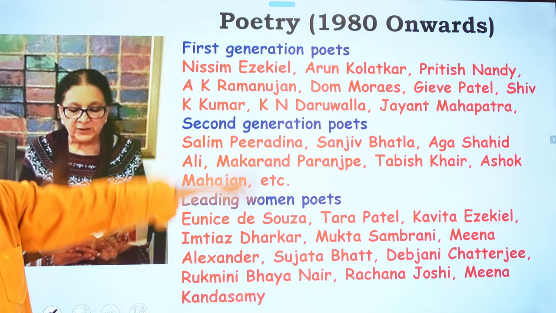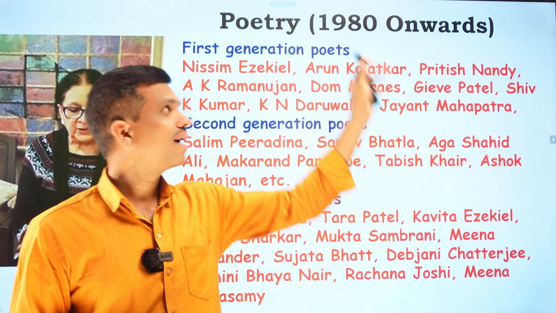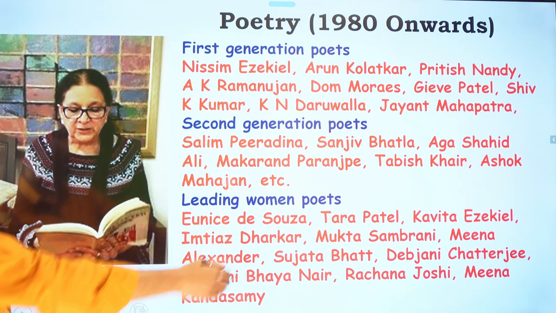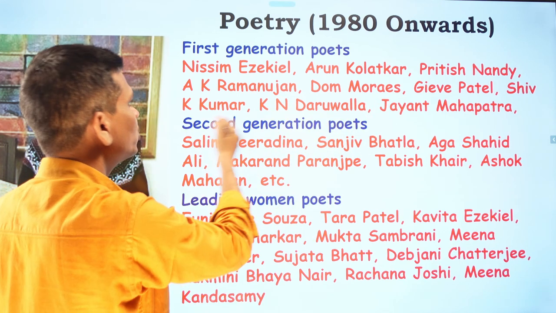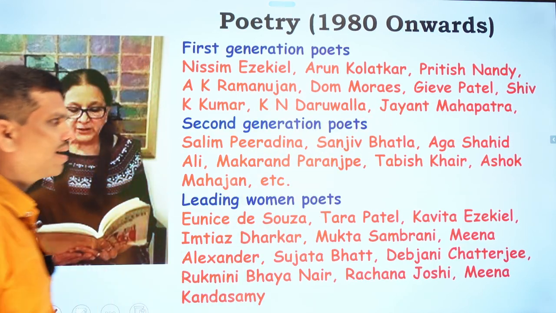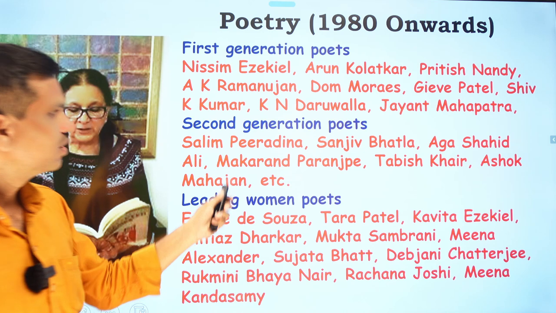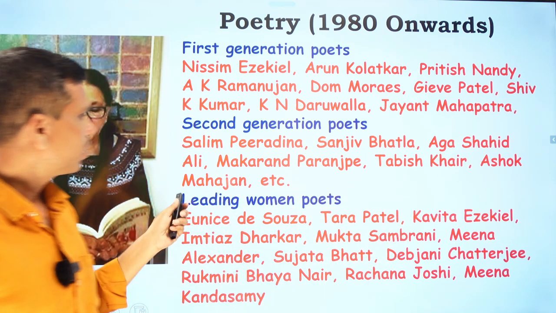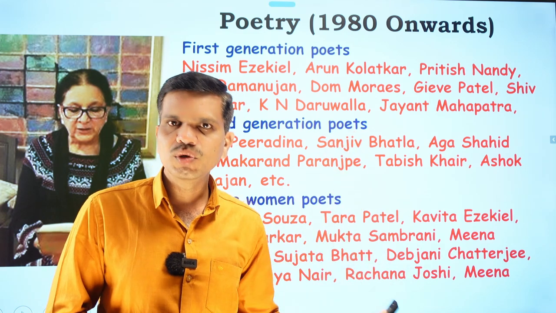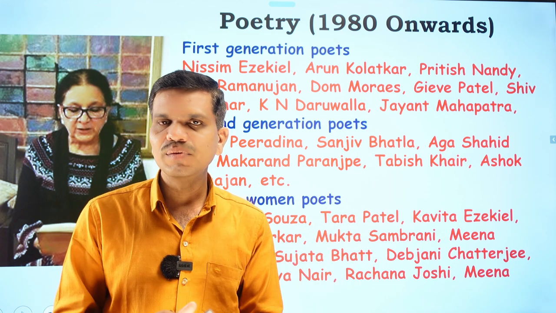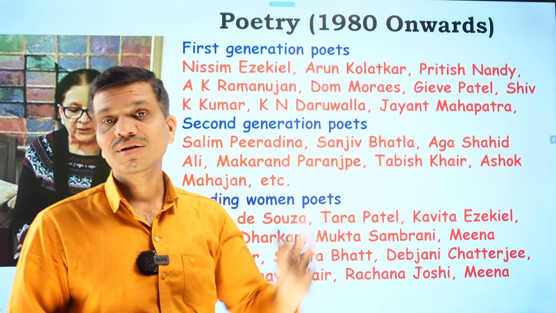Now let's talk about poetry. In this period, most of the post-independence poets continued from the 1980s onwards, and we have first generation poets like Nissim Ezekiel, Arun Kolatkar, Pritish Nandy, A.K. Ramanujan, Dom Moraes, Jeet Thayil, Shiv K. Kumar, K.N. Daruwalla, Jayanta Mahapatra. And again we have second generation poets like Saleem Peeradina, Sanjukta Bhatla, Agha Shahid Ali, Makarand Paranjape, Tabish Khair, then we have Ashok Mahajan, etc. This first generation, we have already covered in the earlier videos on post-independence Indian writing in English. You can watch those videos and understand more about these first generation poets.